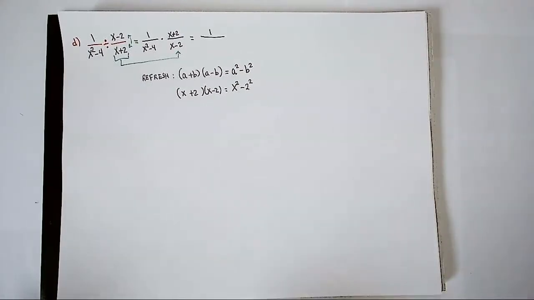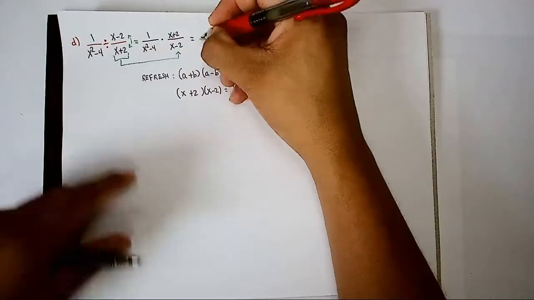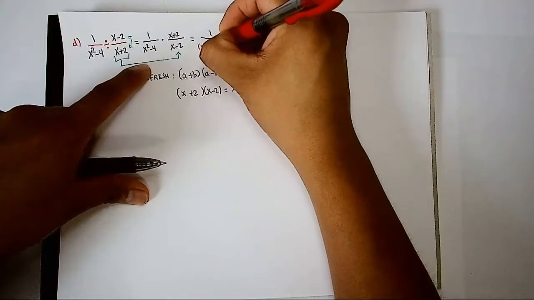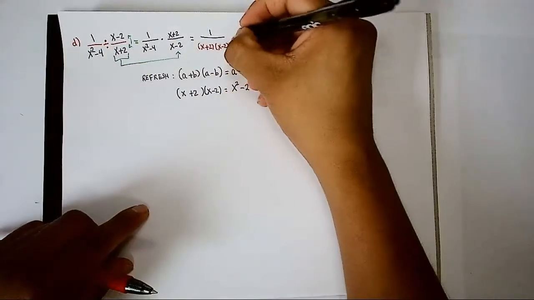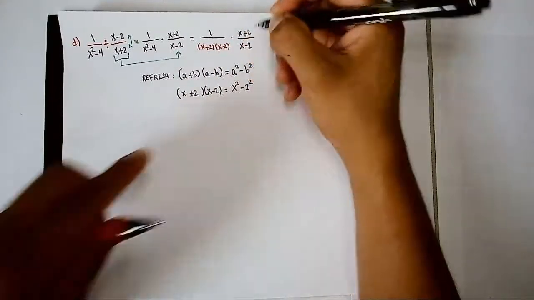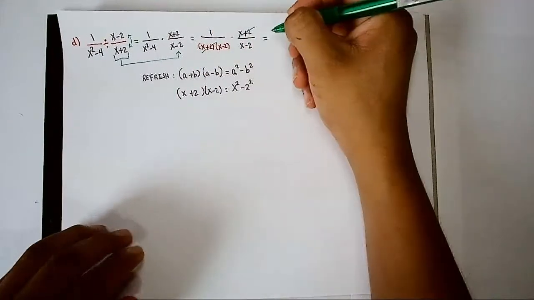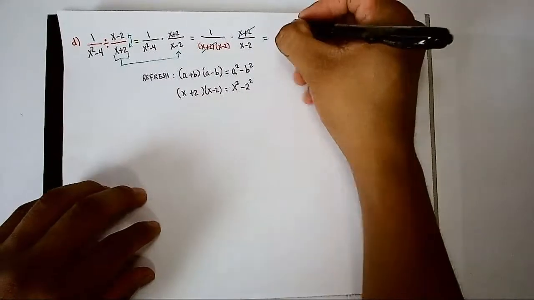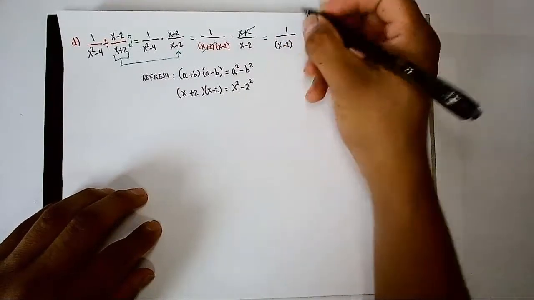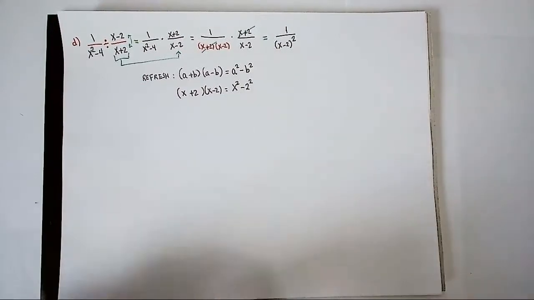So let's replace that in the first fraction. This is going to be 1 over, instead of x squared minus 4, we will write x plus 2 times x minus 2, times x plus 2 divided by x minus 2. Notice here that we can simplify x plus 2. And we get 1 over, and notice that here we have x minus 2 two times. So this is x minus 2 squared.